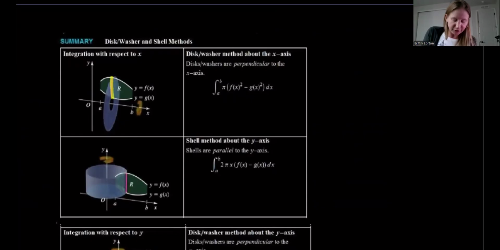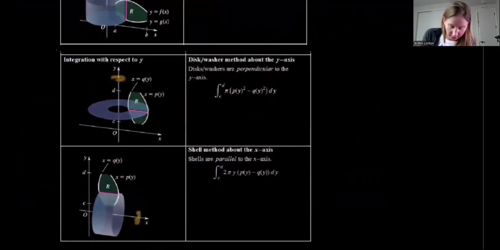A vertical sliver revolved around the x-axis created that washer. A vertical sliver revolved around the y-axis created a shell. And then a horizontal sliver revolved around the y-axis created a washer, whereas a horizontal sliver revolved around the x-axis created a shell. So rather than just memorizing a whole bunch of formulas every time, draw the picture, think about the sliver, visualize what object that sliver is creating. Is it creating a washer, a disc, or a shell?